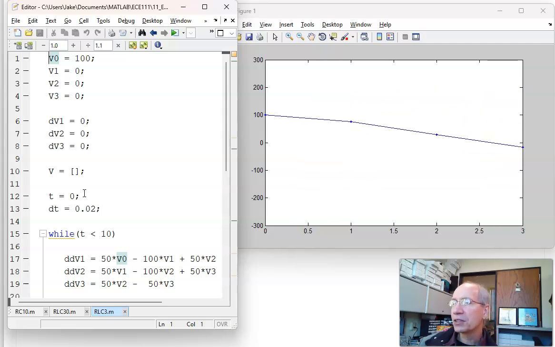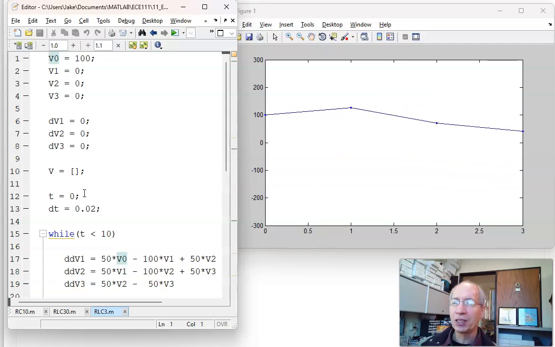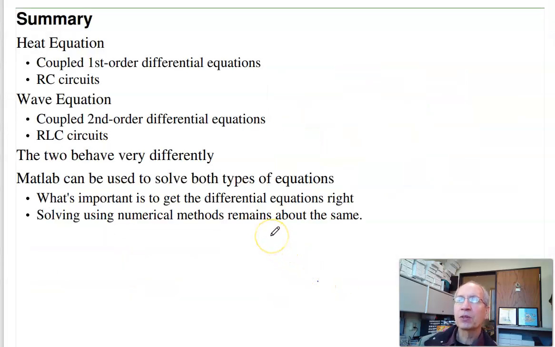And this isn't just in circuits. You see wave equations all the time. You see it in buildings swaying in the breeze. You see it on transmission lines galloping in the breeze. You see it in traffic. You see it on circuit board traces. So the wave equation is kind of an important equation. Those are coupled second-order differential equations. Or in terms of electrical engineering, think of the heat equation as an RC circuit. Think of the wave equation as an RLC circuit. The two behave very, very differently.